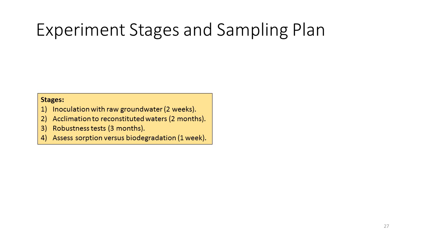The stages of this study are inoculation with raw groundwater, which was about 2 weeks long, then acclimation to reconstituted water for about 2 months, and then various robustness tests. We're still finalizing exactly what those are going to be, but we definitely want to do repeated system shutdowns, and also change our phosphorus concentrations, and then we may do something else with the organic concentrations, but we're still deciding.